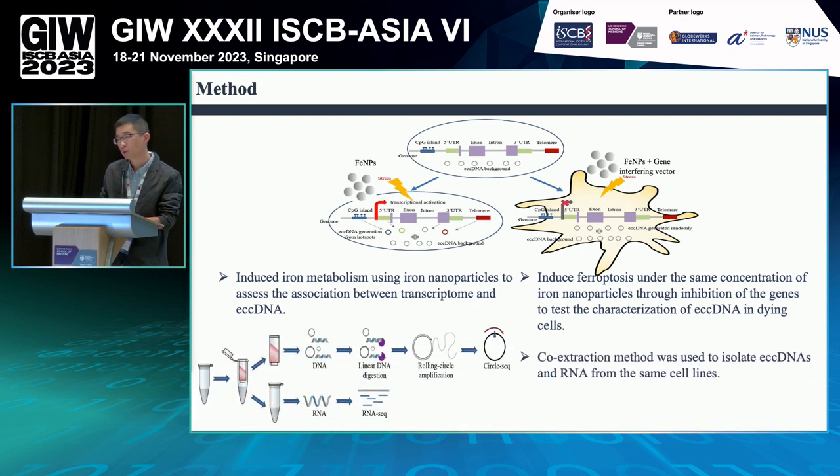Since transcription plays an important role in the origin and functions of eccDNA, we thought a co-extraction method was required. I think if eccDNA and RNA are isolated using distinct protocols, the eccDNA data may not match the RNA data, so the co-extraction method was used in our studies from the same cell lines.